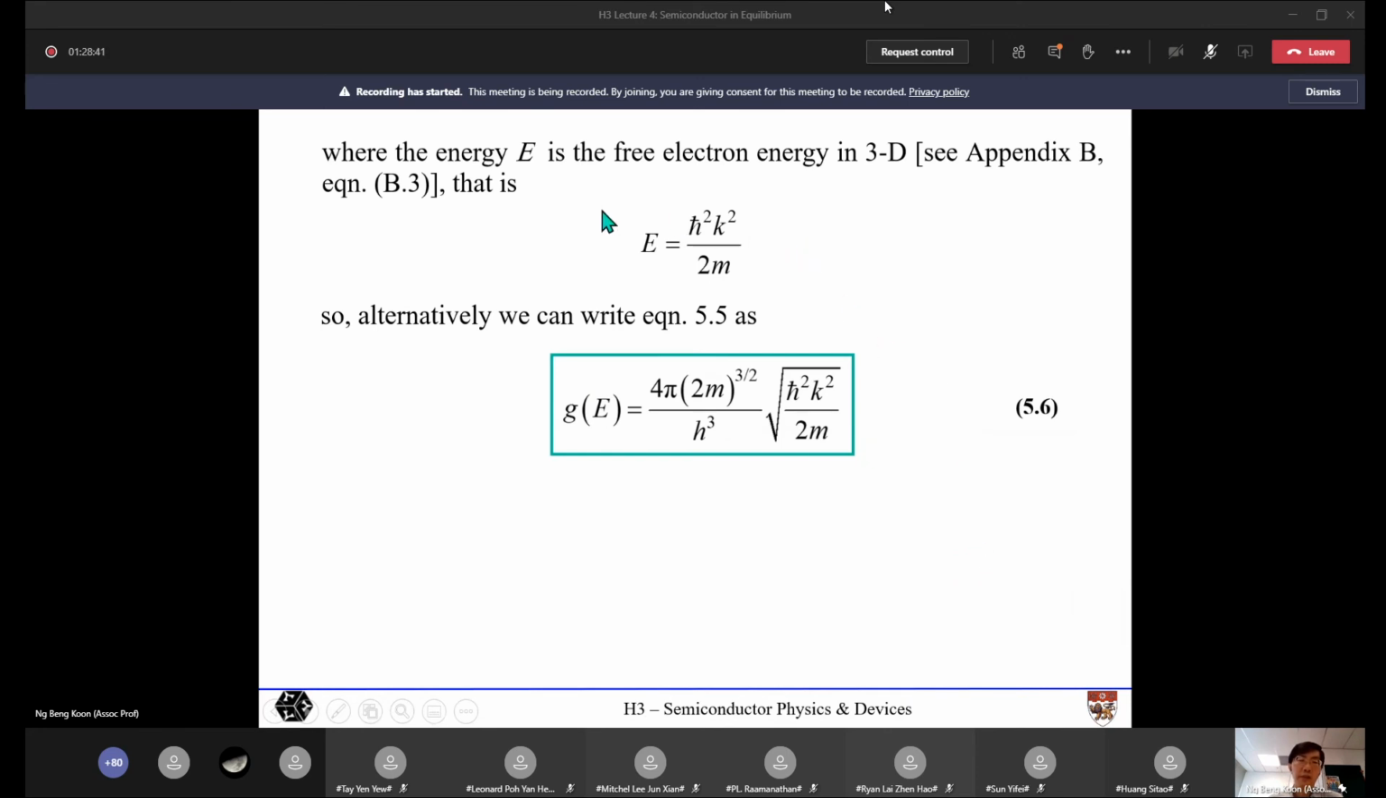And of course, the energy in the case of free electrons, as you have determined before, described in terms of wave vector, is h bar squared k squared over 2m. If you put this in, you can replace the E with the wave vector quantity, and we can get a density of states in terms of wave vector.